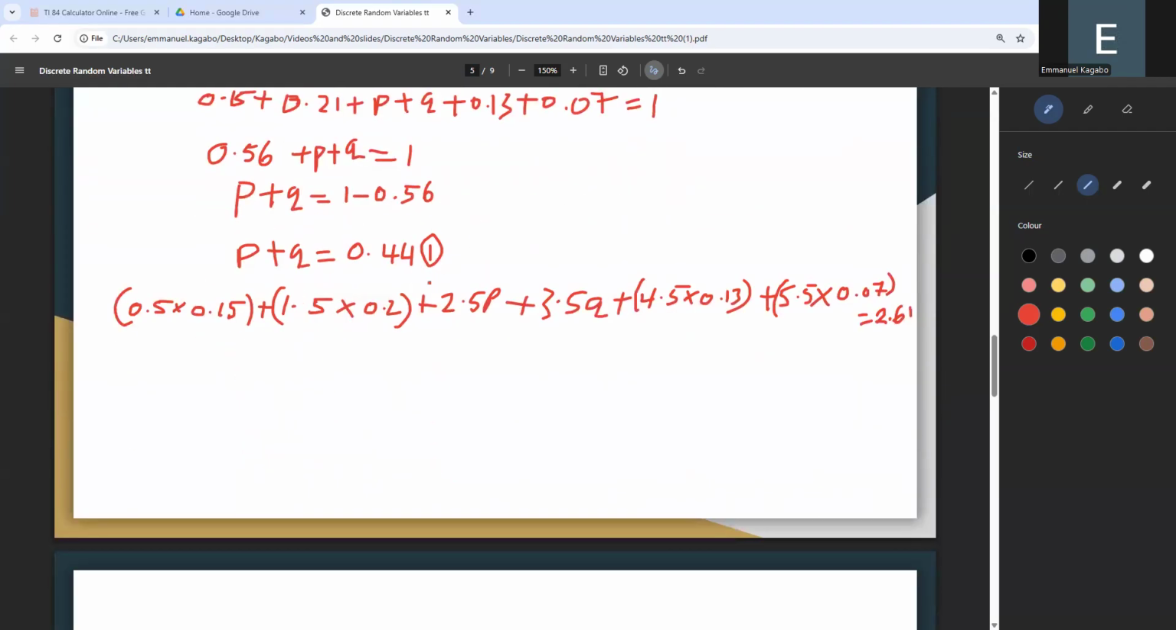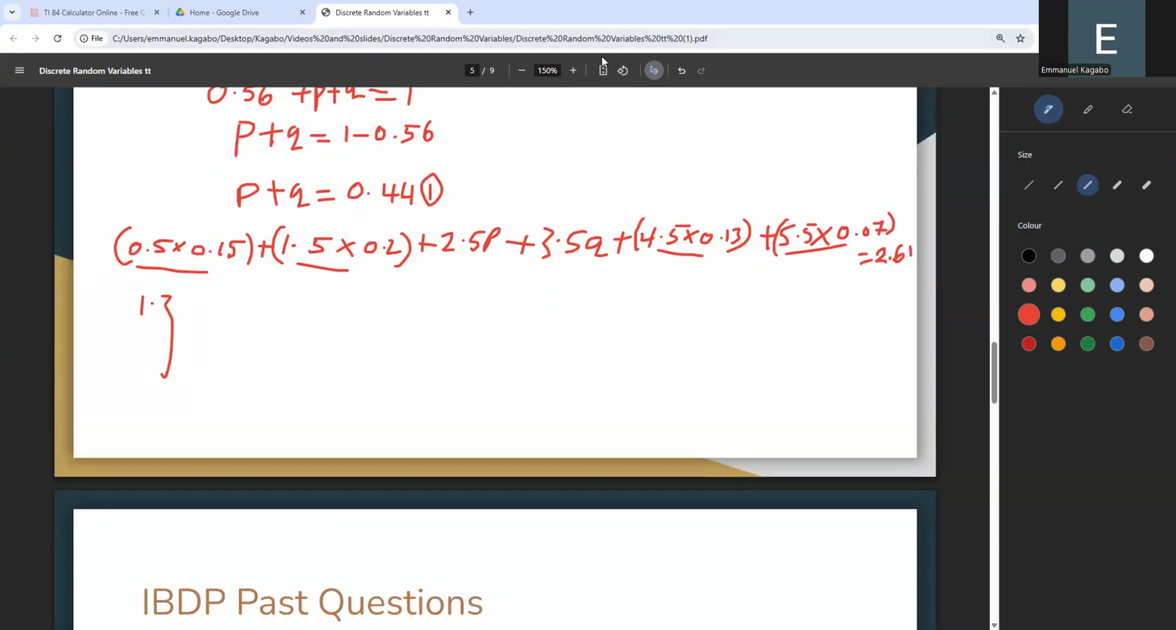Very good. So the next thing we have to simplify. Use our calculator. Can you confirm, please? You're going to get in your calculator, this times that plus this times that plus this times that plus this times that. If you work that out, let me do it very fast. When you work it out, it's giving me 1.36 plus 2.5P plus 3.5Q altogether. I hope you understand.